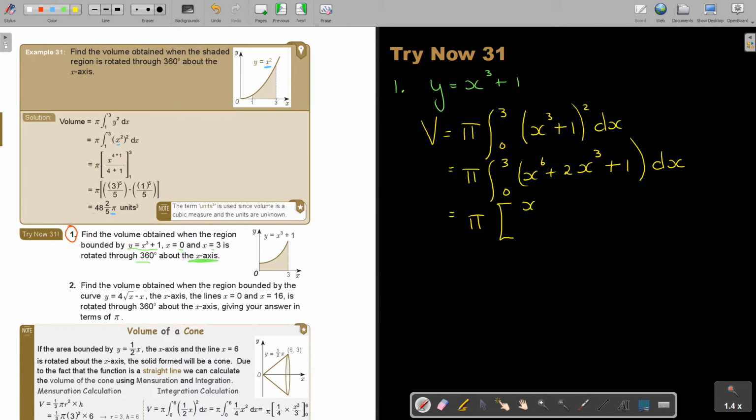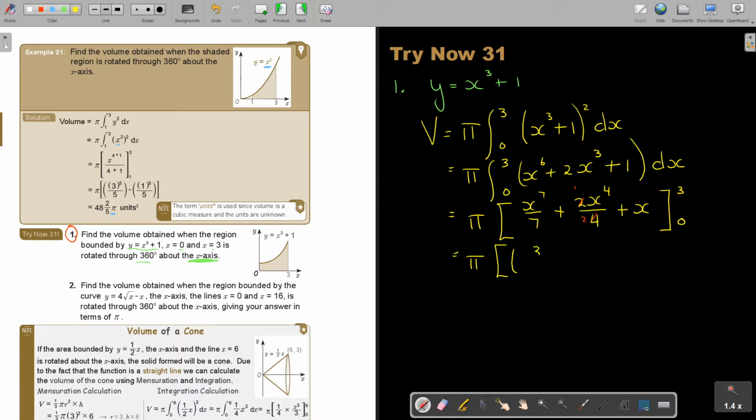So this is going to be x^7 over 7 plus 2x^4 over 4 plus x. Okay, so this is going to be pi again. I'm going to substitute now. I can just simplify that to a half. As soon as I come there, I'll just write a half. Okay, so if I substitute, keep that because it's for both.